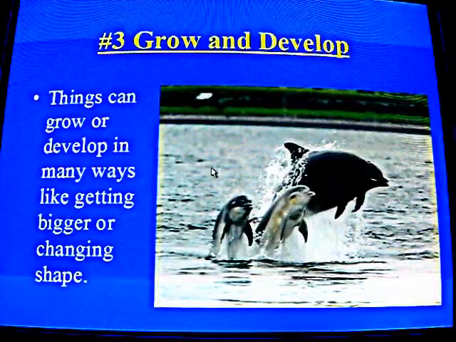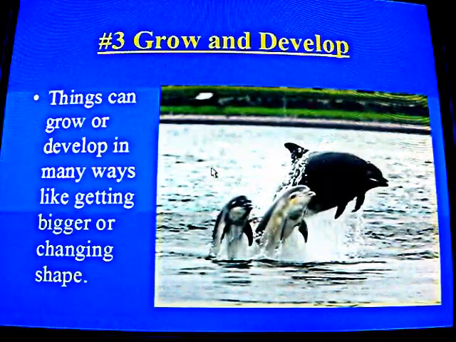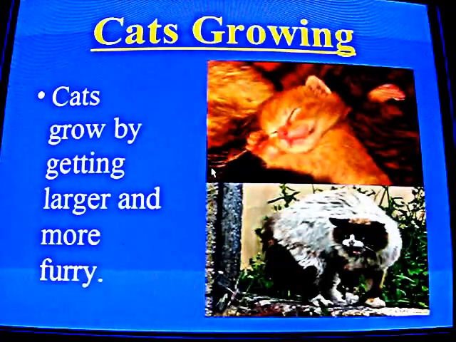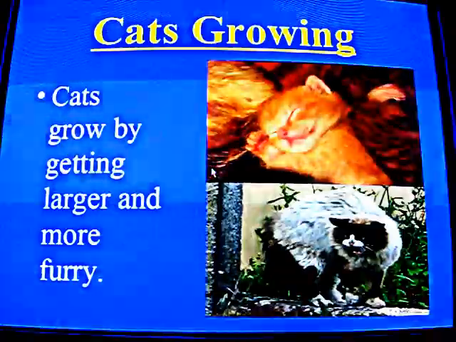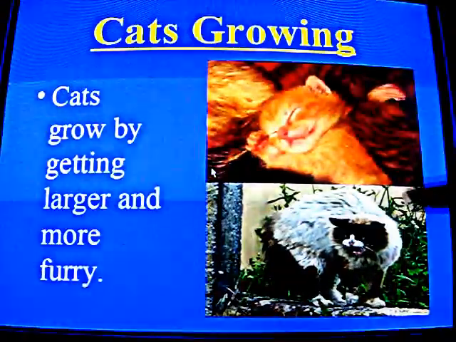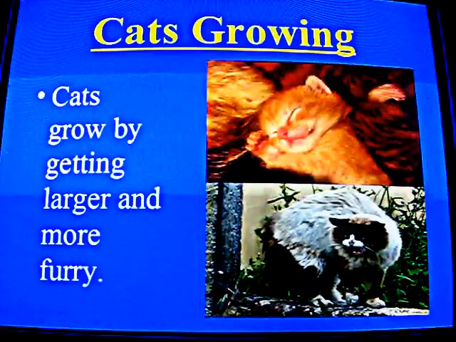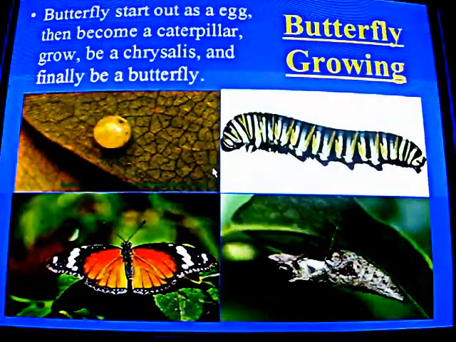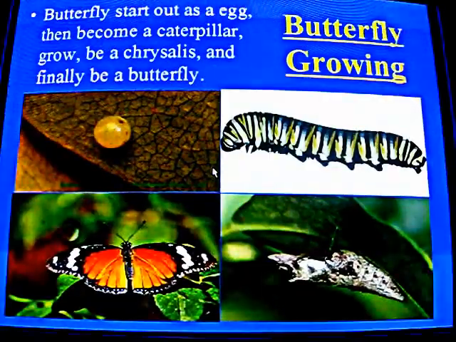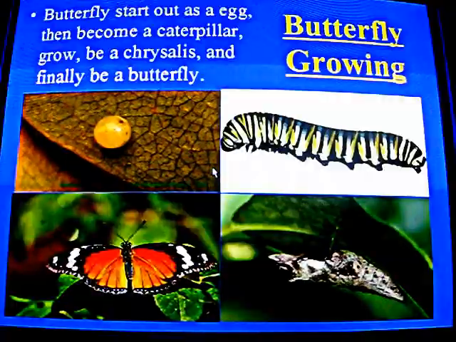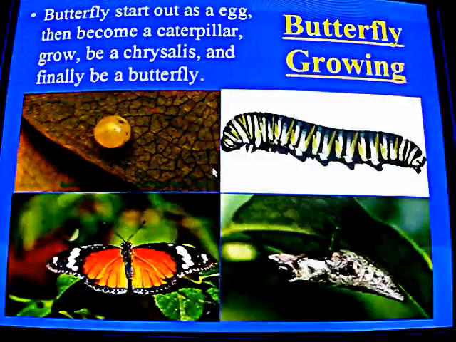The third characteristic is growth and development. Things can grow or develop in many ways, like getting bigger or changing shape. Cats grow by getting larger and more furry, as seen in this picture. This is a young cat, this is an adult cat. Butterflies start out as an egg, then they become a caterpillar, grow, become a chrysalis, and finally become a butterfly.